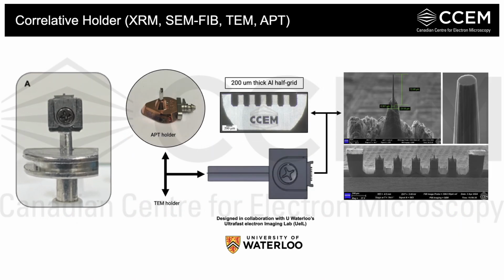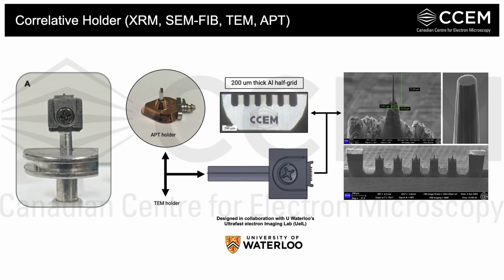Our solution to this was working with the Ultrafast Electron Imaging Lab at the University of Waterloo to design and manufacture a custom half-grid holder, shown here. I've talked about this holder in my previous webinar, and where it shines is that it allows for the efficient cycling between our Talos 120 and our Talos 200 TEMs, all our FIBs, our XRM, and the LEAP, all without having to touch the half-grid during transfer, which greatly reduces the risk of damaging our sample.